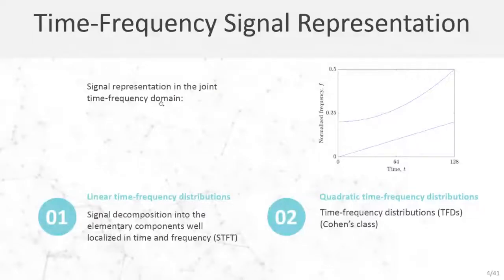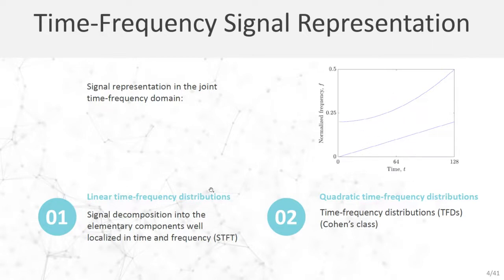For non-stationary signals, some more advanced and robust tools are needed to provide simultaneous signal representation in the joint time-frequency domain. Here, this figure shows the ideal time-frequency representation for our two-component signal example, where we can clearly see the instantaneous frequencies of these components. Of course, this representation is ideal and is obtained by analytical expressions, and therefore it cannot be used in practical applications.